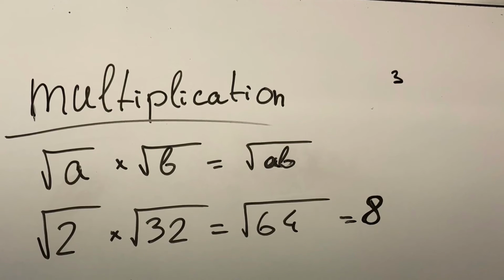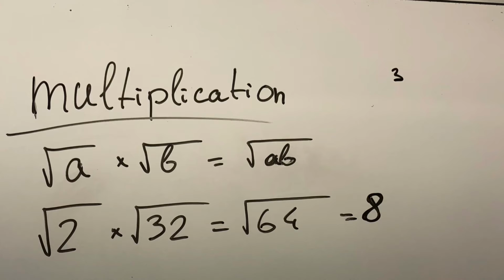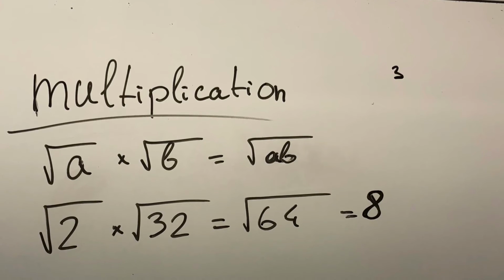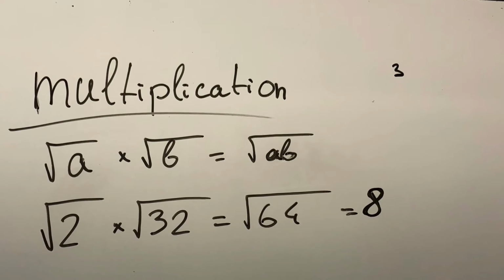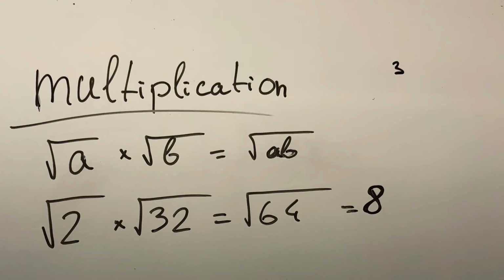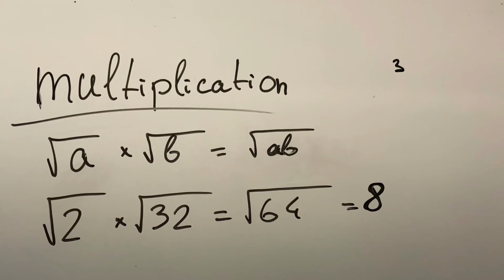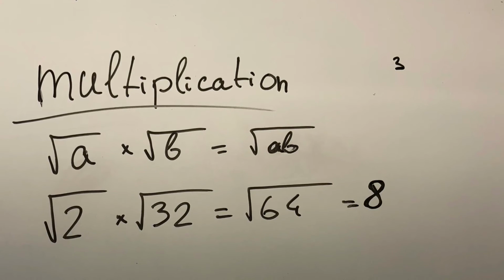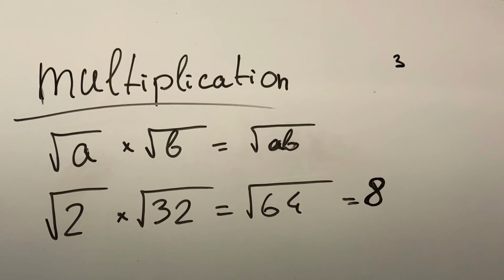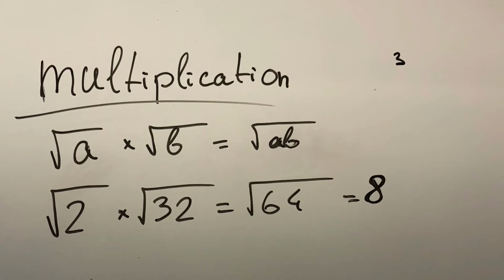Luckily, multiplying surds is just like multiplying quote-unquote normal numbers, and then simplifying them further. An example of this is root 2 times root 32. You would just multiply them like you would 2 times 32. So root 2 times root 32 is equal to root 64.